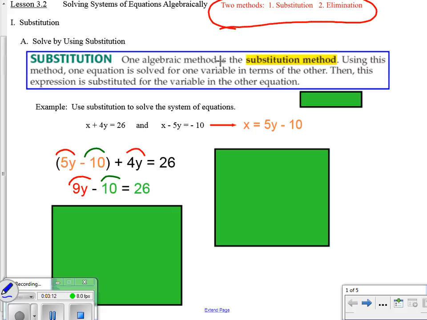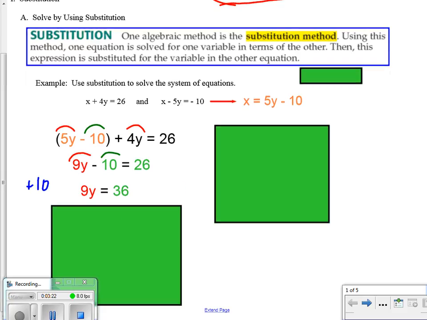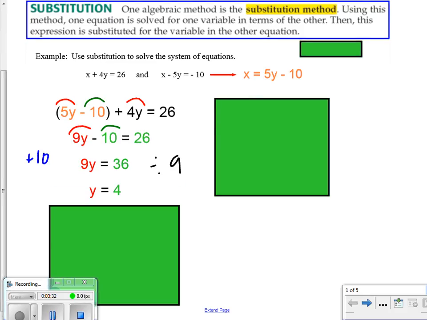Now, on this equation, all I have to do is add 10 to both sides to get rid of that minus 10. So it becomes 9y equals 36. Probably guessed it. All we're going to do is divide both sides by 9 to get y alone, and we would get y equals 4. So in this case, we figured out in both equations, if I have y equals 4, that's going to be the spot where both equations are the same. We haven't discovered the x value yet, but we know the y value is going to be 4.